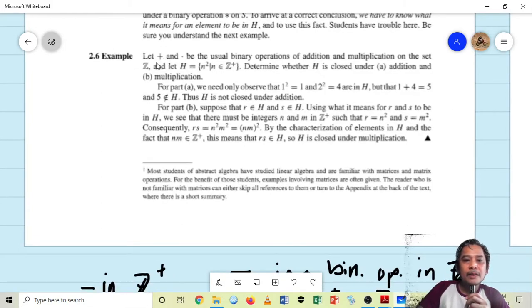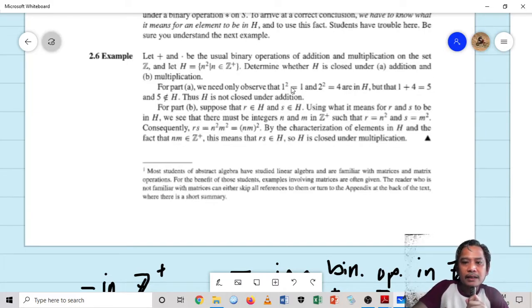Okay, another example. Let addition and multiplication be the usual binary operations of addition and multiplication on the set Z, the integers. Let H be the set of the form n squared, wherein n is a positive integer, meaning H would contain all perfect squares of positive integers. We are to determine whether or not H is closed under addition, then next under multiplication.